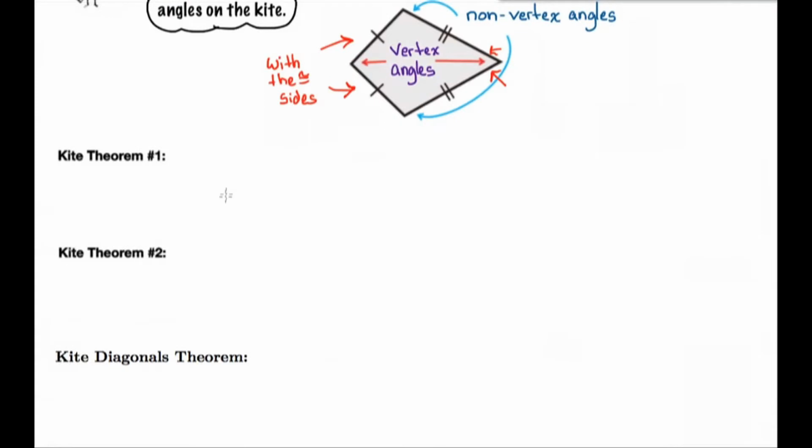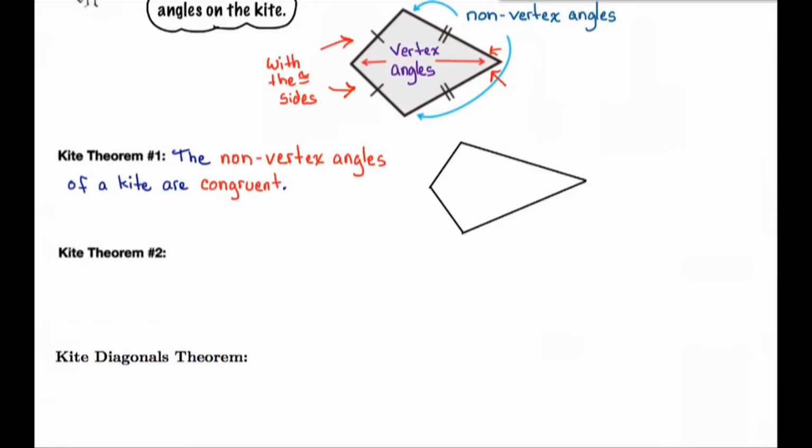Kite theorem number 1. The non-vertex angles of a kite are congruent. So let's draw a kite here. Here are the adjacent and congruent sides. Here are the non-vertex angles, and they are congruent.